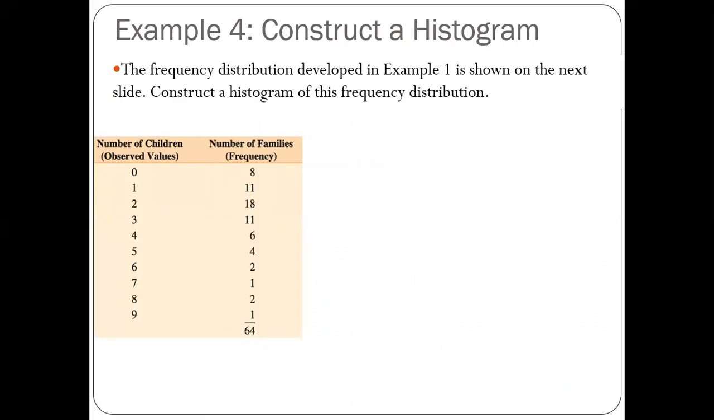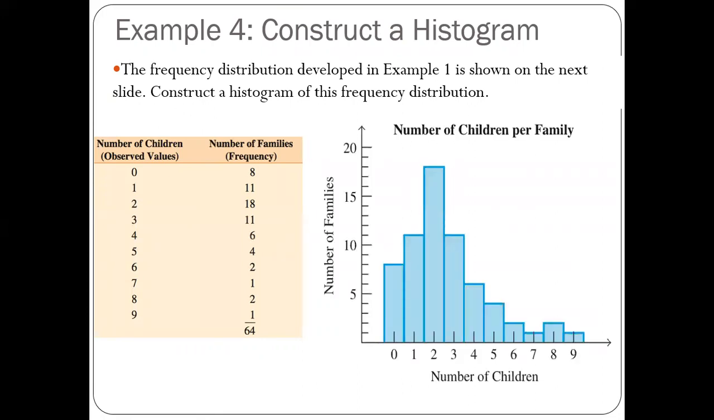So let's look at this example. We have the number of children, that's the observed values, and the number of families, that's our frequency. So we plot the number of families against the number of children, indicating the bars respectively. So that's an example of a histogram.